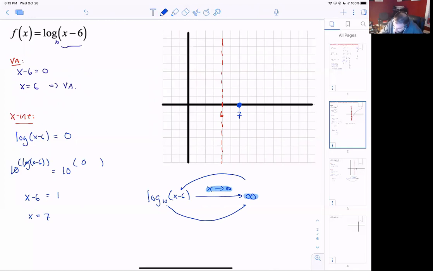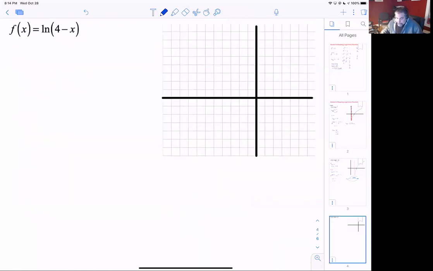So what that tells us is we're going to end up in that region again up here. So we know we've got to use this asymptote. We know we've got to go through that x-intercept. And we know we've got to go in that direction. So we see the same logarithmic graph, the same shape every single time, okay? Let's take a look at this next one.